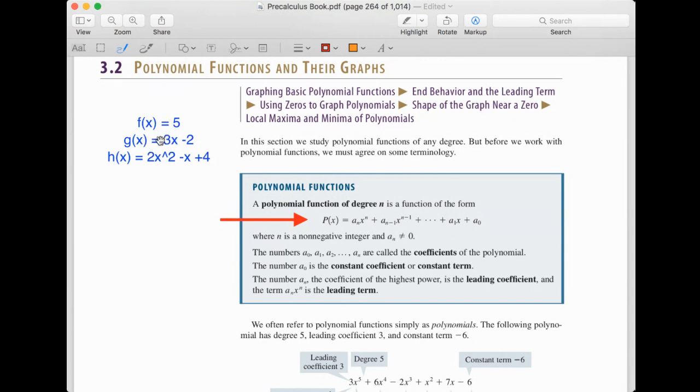The second one, g, is a linear function. It's a first degree polynomial. The third one is a quadratic function. It's a second degree polynomial. The exponent of x can go higher: 3, 4, 5. Then we just call it a polynomial of degree n. Let me make another example. Let's say I have another function, k of x equals negative x raised to the 7 minus x plus 9. This is called a degree 7 polynomial. The highest exponent of the variable is the degree of the polynomial.